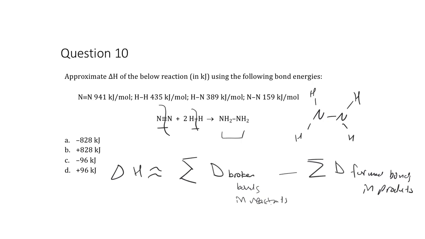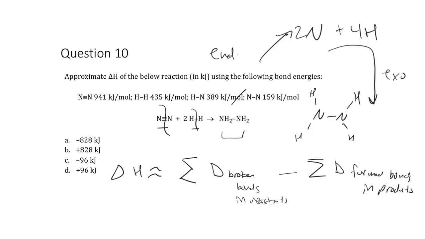So you're saying how much heat does it take to make 2 nitrogen atoms separated plus 4 hydrogen atoms separated? That's going to take a lot of energy. Then we're going to get back energy when we make our new bonds. Making bonds is always downhill in enthalpy. It's always exothermic to make bonds, and it's always endothermic to break bonds.